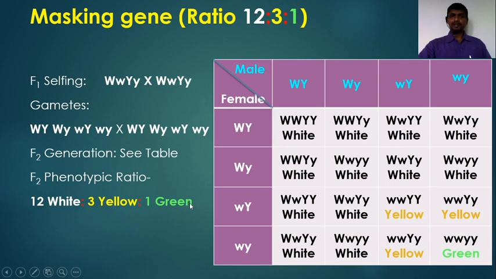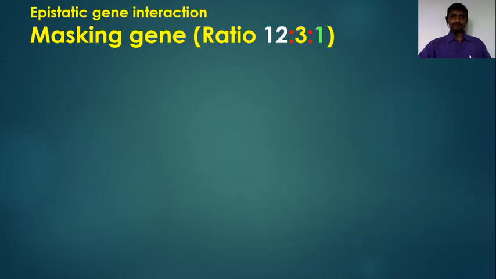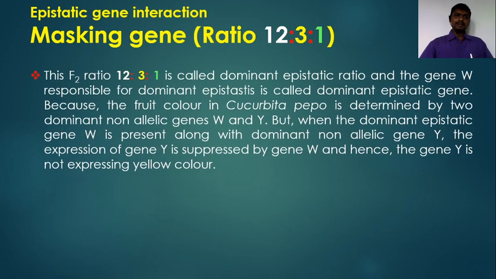So this is dominant epistasis, for example masking gene. The F2 phenotypic ratio is 12:3:1. So 12 white, 3 yellow and 1 green individuals are obtained by the selfing of F1 hybrids in the F2 generation. So in the masking gene, this F2 ratio, that is 12:3:1, is called the dominant epistatic ratio, and the gene W responsible for the dominant epistasis is called the dominant epistatic gene.